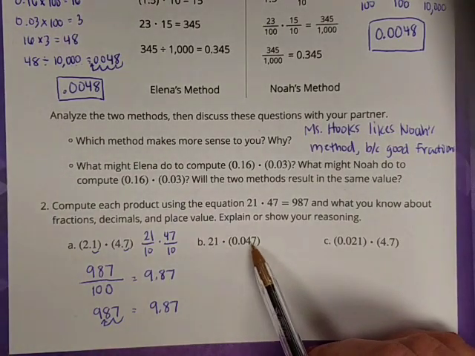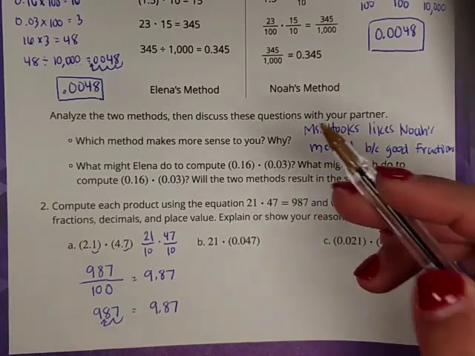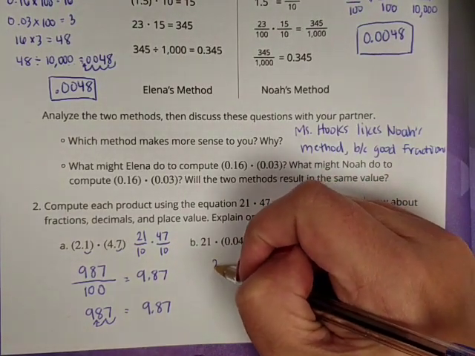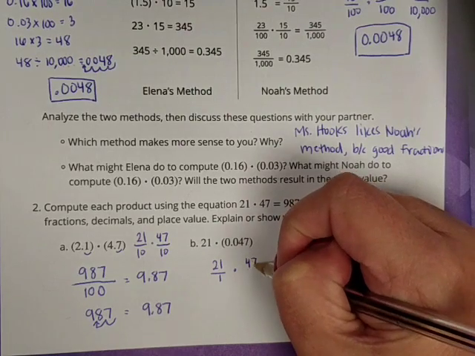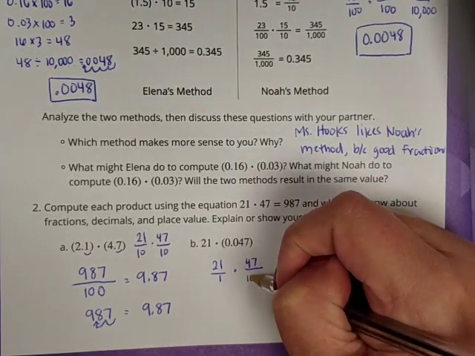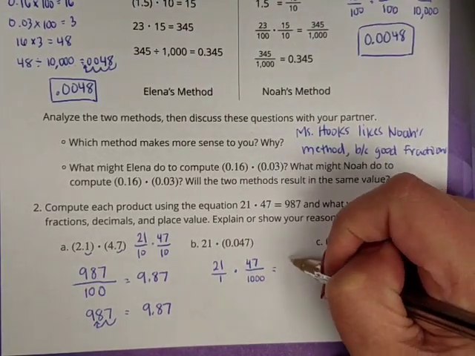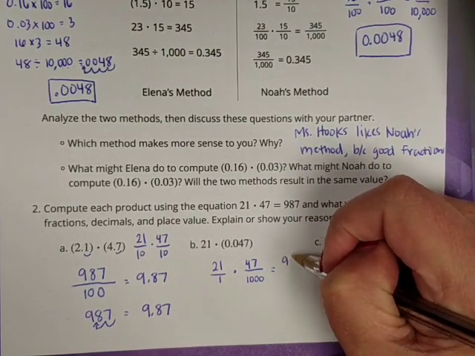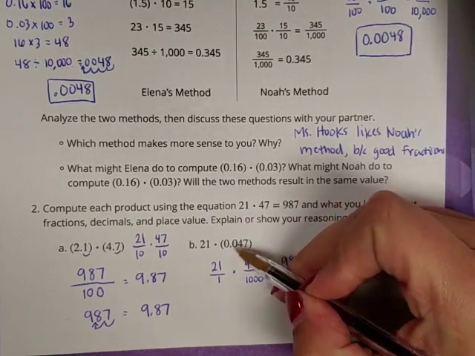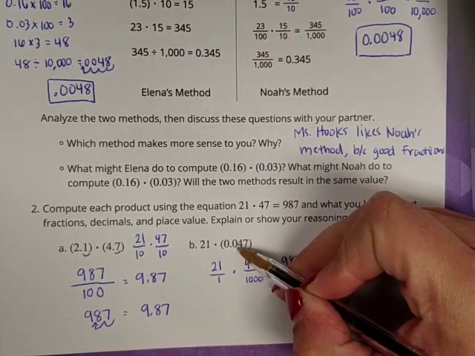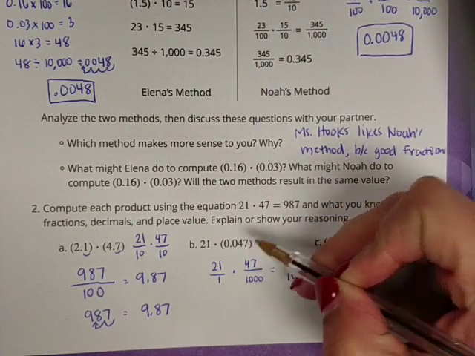All right, same thing here. I'm still using 21 and 47, but now my decimal values are a little different. So this is 21 out of 10 times 47 out of 1,000, which gives me 987 out of... wait a second.